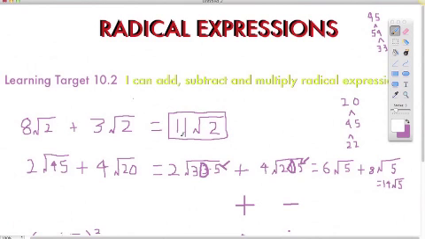If you didn't see the first video, I suggest that you see the first video on how to simplify radical expressions. And the next video that I'm going to do is how to solve radical expressions. That video is going to take a little bit longer. But I hope that you understand now how to add, subtract, and multiply radical expressions. And with a little practice, I think that you could do very well.